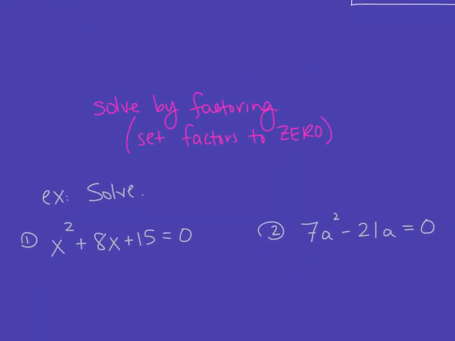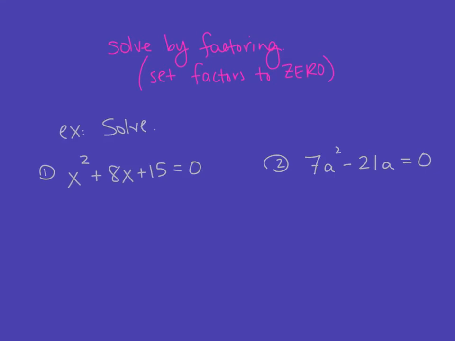And lastly, we can solve by factoring, which really doesn't need its own section, but you factor first, and then you set each factor to 0. So solving means finding the x-intercepts or finding the zeros. So we already have these both equal to 0. Go ahead and pause, write these down, solve them by factoring, set each factor to 0.